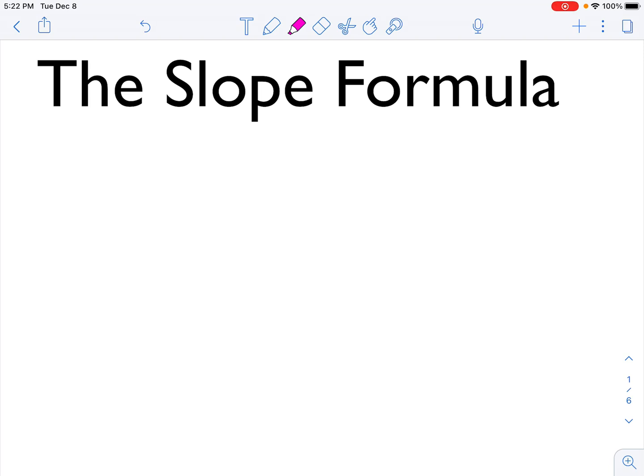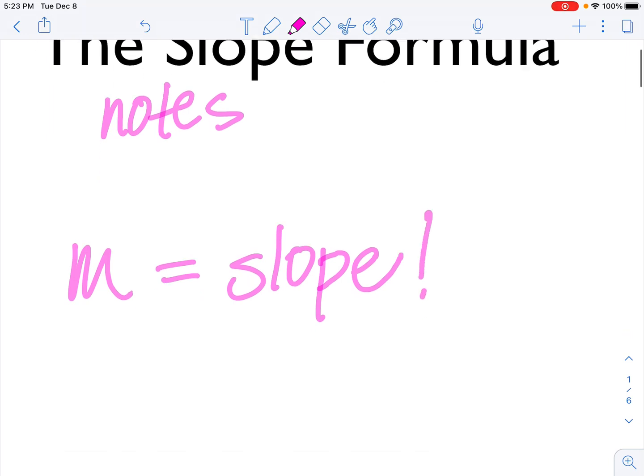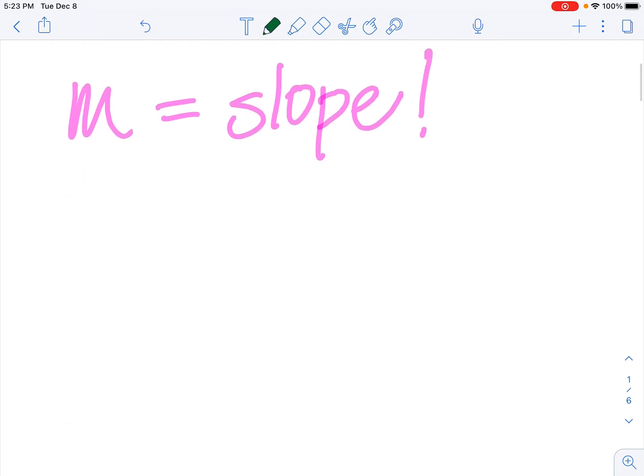These notes are about the slope formula. As you may remember, slope is designated in math with the letter M. M means slope. Once again, we don't know why it means slope, but it sure does. And the slope of a line is equal to the rise of that line over the run of that line. The rise over the run.